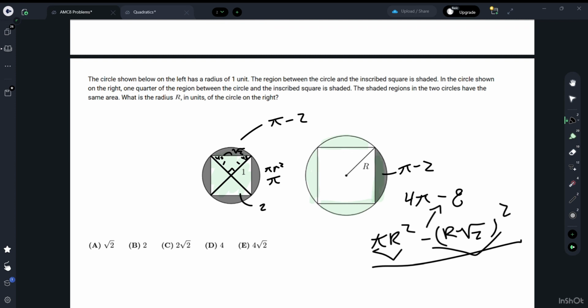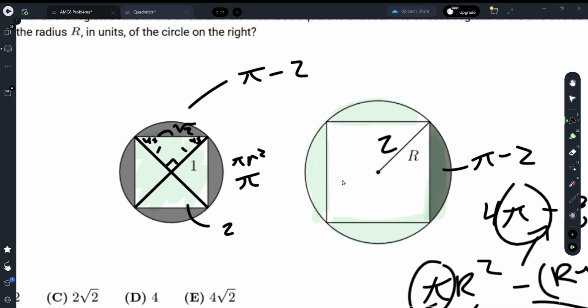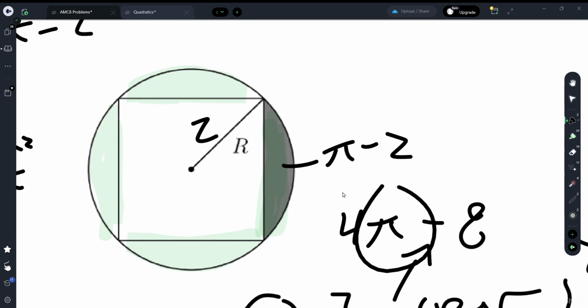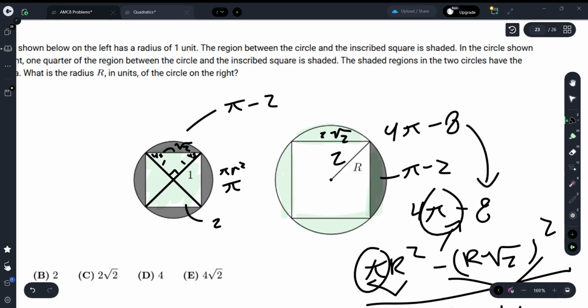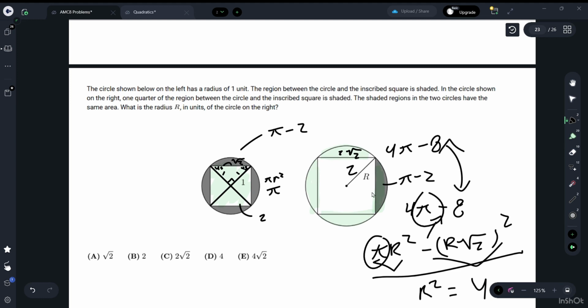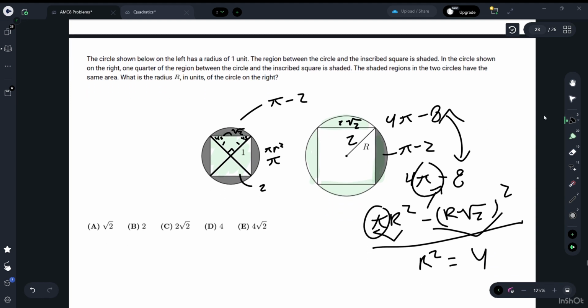Well, we can notice the only term that has pi in both of these is this. So we know r squared is equal to 4. So r is the square root of 4, hence 2. So this is the radius. But let's just check real quick to make sure it works. If it's 2, then the total area of the circle would be 4 pi, and this side length would be 2 √2. And (2 √2) squared is 8, so it would be 4 pi minus 8, which is equal to our desired amount. So we know the radius of the circle on the right is 2, which would be answer choice B.